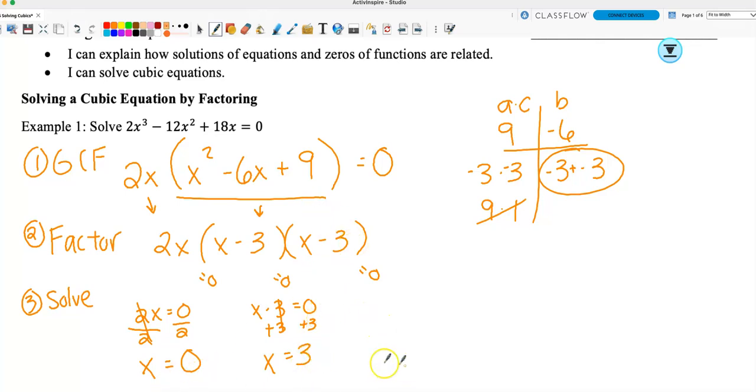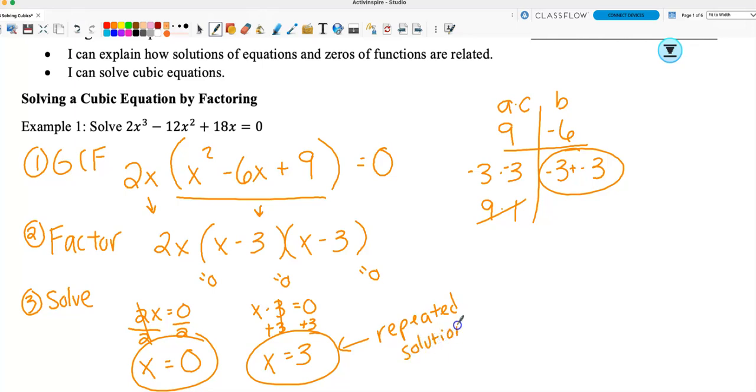So I don't have 3 solutions, I just have 2 solutions, and this 3 is called a repeated solution because there were 2 of them, and that would be a bounce in our graph. But you only need to write it once. Okay? And that is how you solve by factoring. So step 1, see if there is a GCF. Step 2, see if you can factor a quadratic further. And then step 3, solve, set them equal to 0. Okay? Well, let's do another problem.